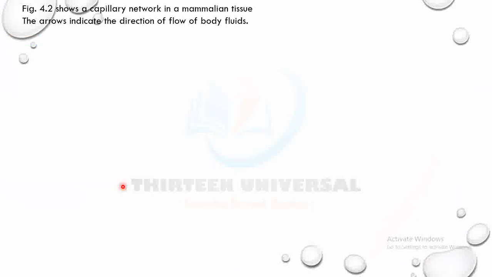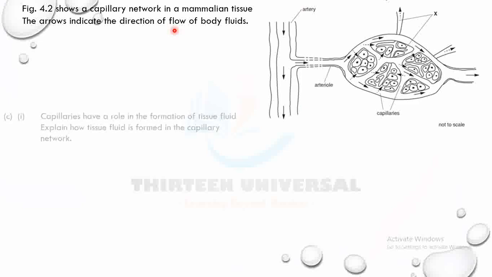All right, let's look at it. Fig 4.2 shows a capillary network in mammalian tissue. It shows the direction of blood flow of fluids. Let's look at it. Good. They say capillaries have a role in the formation of tissue fluid. Explain how tissue fluid is formed in the capillary network. So how is it formed? How is tissue fluid formed?